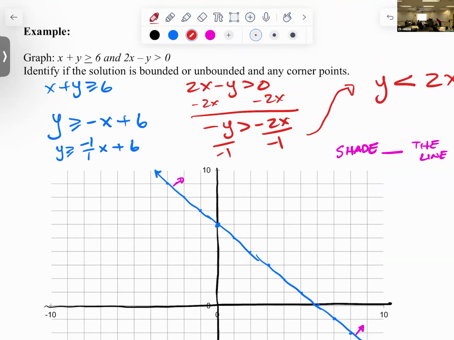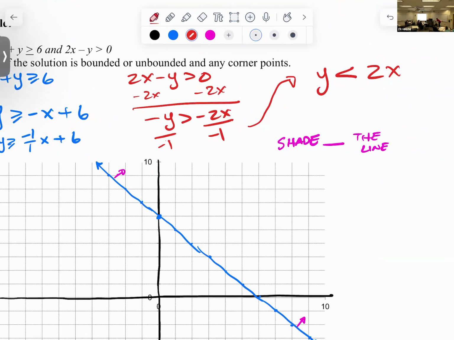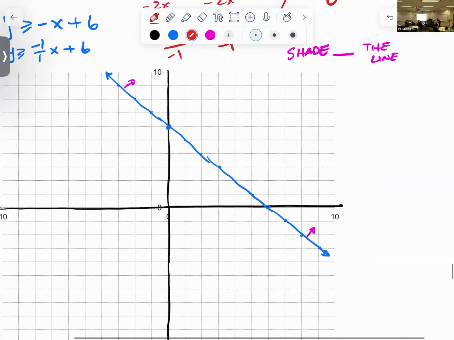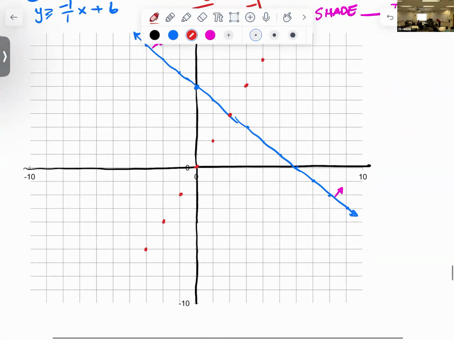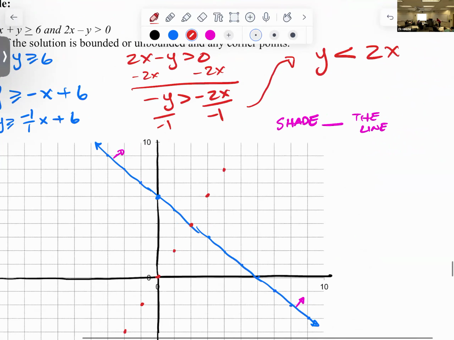All right, the other one, so y less than 2x. What is the y-intercept on this one? 0, 0. Well done. Then what is the slope? 2/1. Be aware, technically 2 is correct. We just like to say it as 2/1. Then is this line solid or dashed? Dashed.